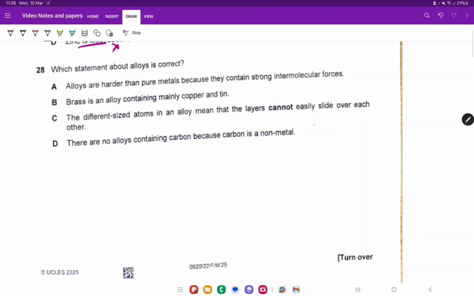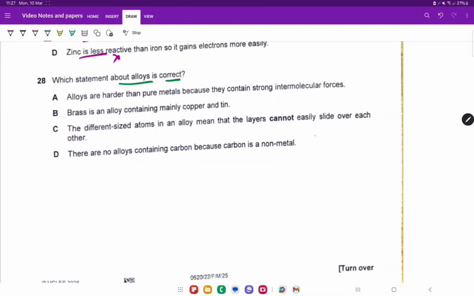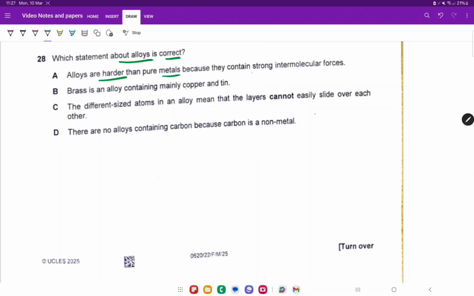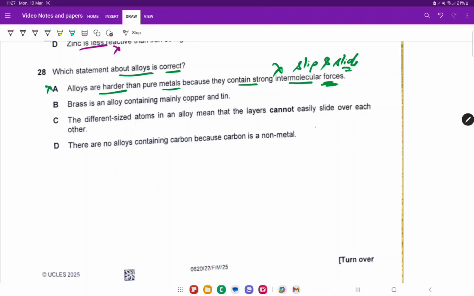Question 28. Which statement about alloys is correct? Alloys are harder than pure metal because they contain strong intermolecular forces. No, they are harder than pure metal, but this is because of the different sizes of atoms in the alloys. They do not allow slip and slide movement easily. Slip and slide will not take place easily, hence they are harder. It's not because of strong intermolecular forces. So this is partially correct. It means not completely correct.